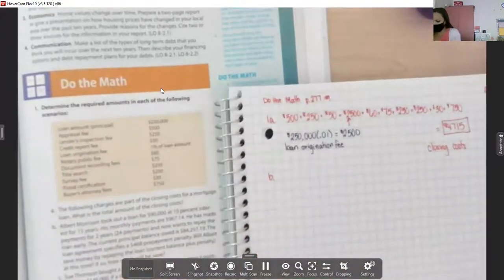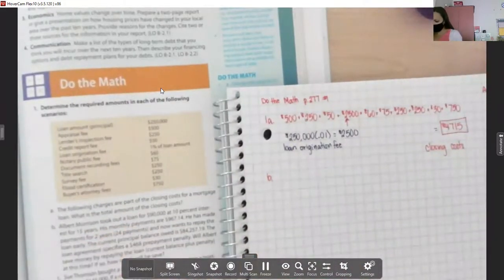B. Albert Morrison took out a loan for $90,000 at 10% interest for 15 years. His monthly payments are $967.14. He's made payments for 2 years, so 24 payments, and now wants to repay the loan early. The current principal balance owed is $84,257.19. The loan agreement specifies a $468 prepayment penalty. Will Albert save money by repaying the loan, the current balance plus the penalty at this time? If so, how much will he pay?